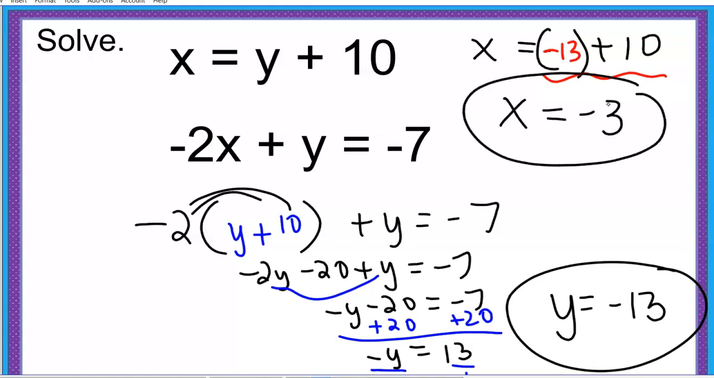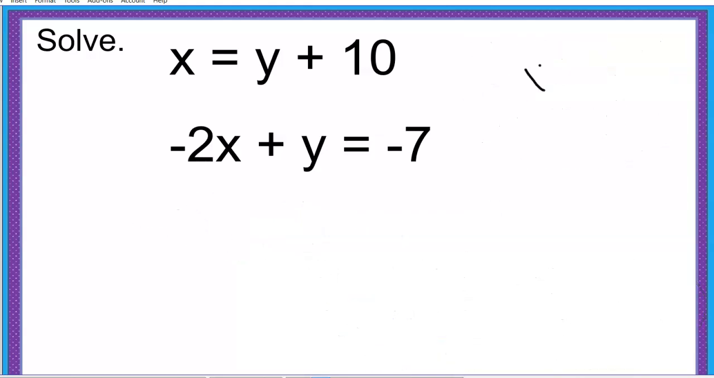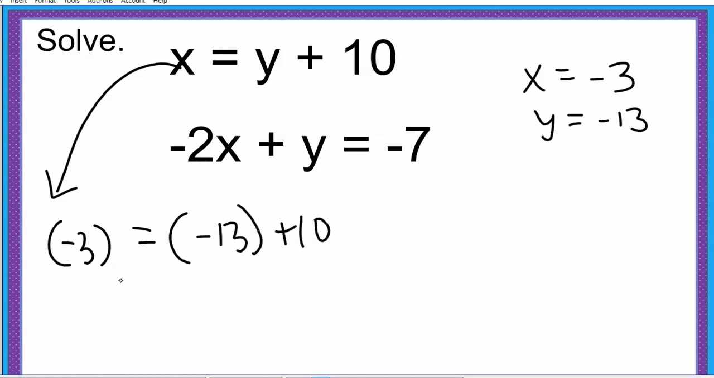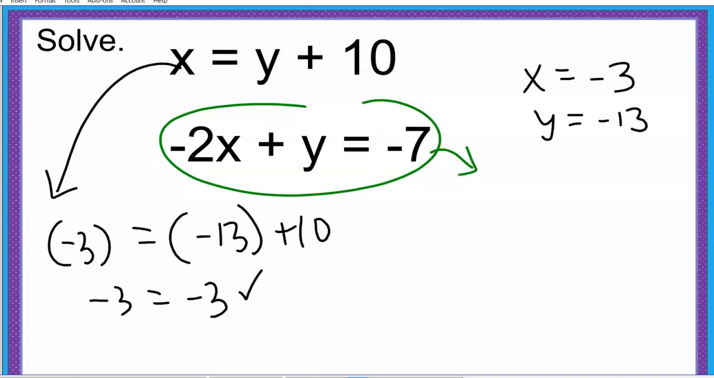And there's our two solutions. You can substitute these two solutions into each statement so that you can check your work. So x is negative 3 and y is negative 13. In my first sentence, I would have negative 3 equals negative 13 plus 10. Negative 3 equals negative 3. That's true.